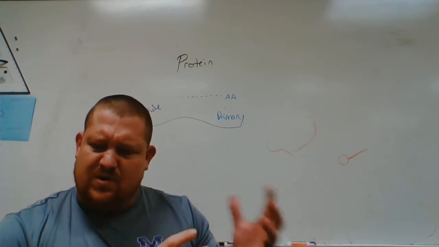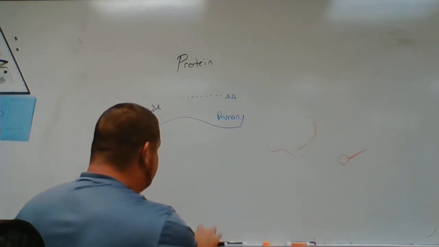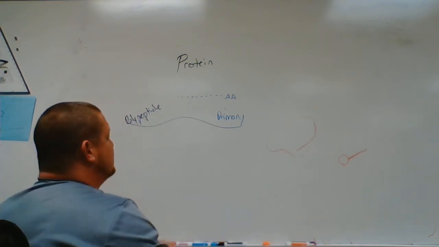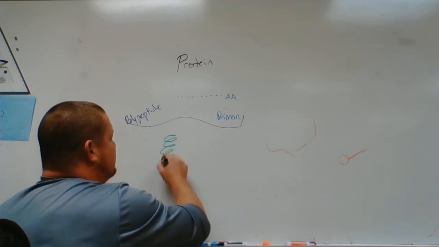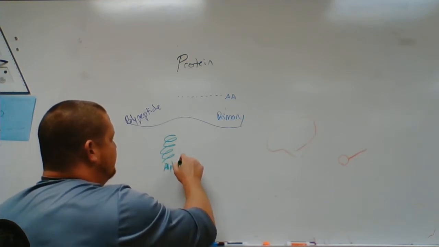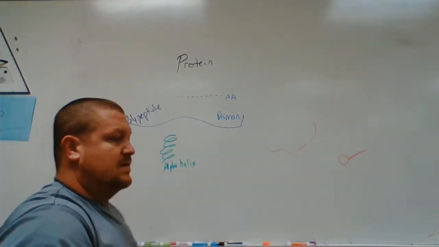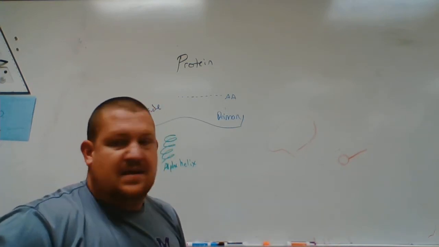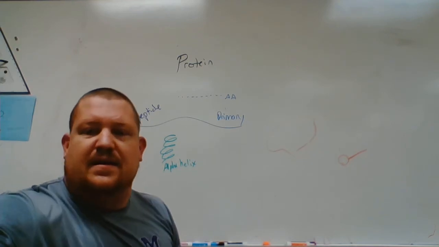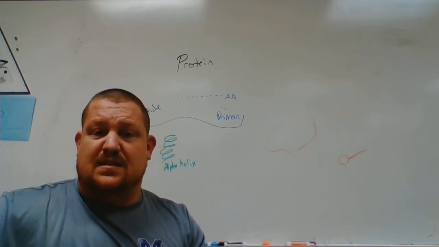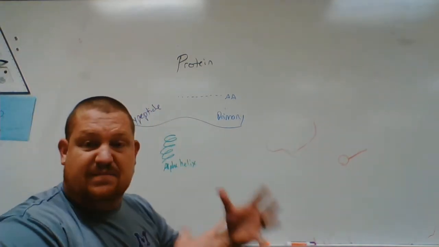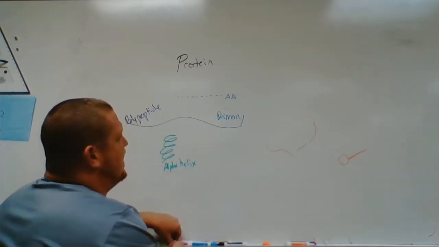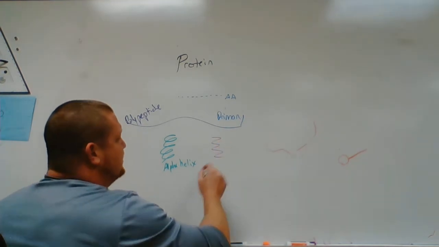So now, as this continues to develop into a protein, we're going to start to get some spiral shape. Okay. So this polypeptide is going to start to kind of take shape. It's going to form an alpha helix, or kind of like a pleated sheet.